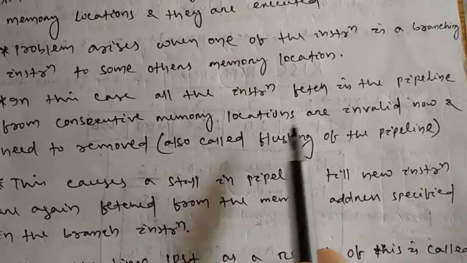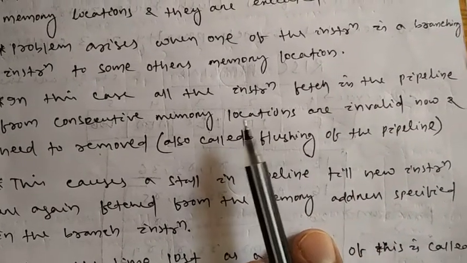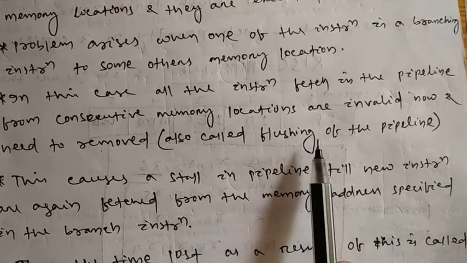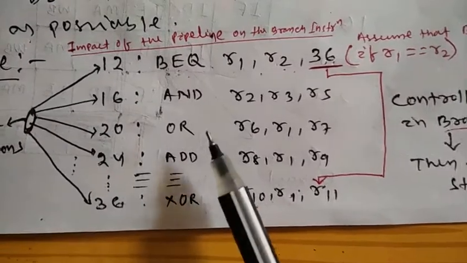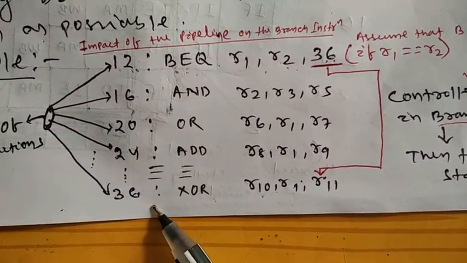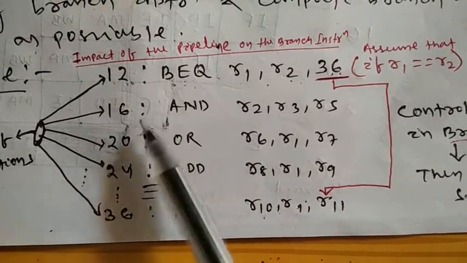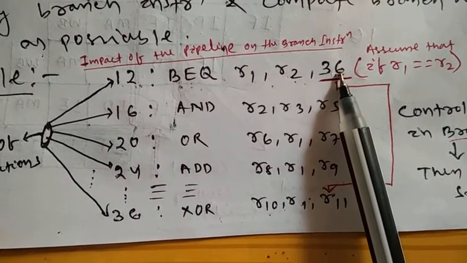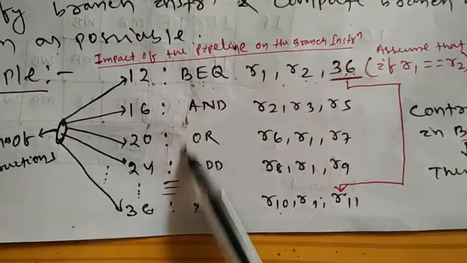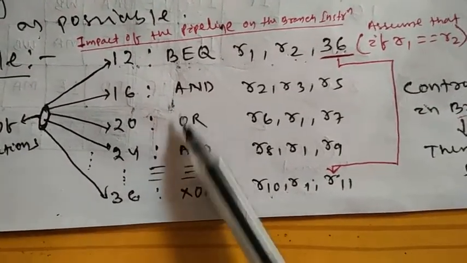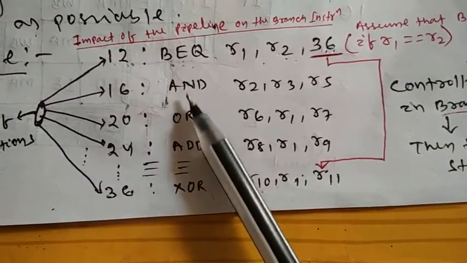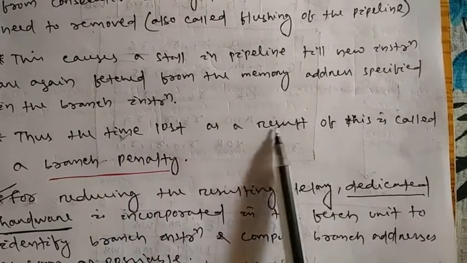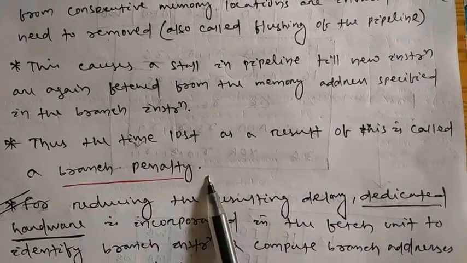In this case, all the instructions fetched in the pipeline from consecutive memory locations are now invalid and need to be removed, also called flushing of the pipeline. Look here, when the consecutive locations are read by the CPU pipeline, and it gets to know that the 12th instruction is a branching instruction, then it flushes these 3 instructions. This is called flushing of the pipeline. The time lost as a result is called the branch penalty.